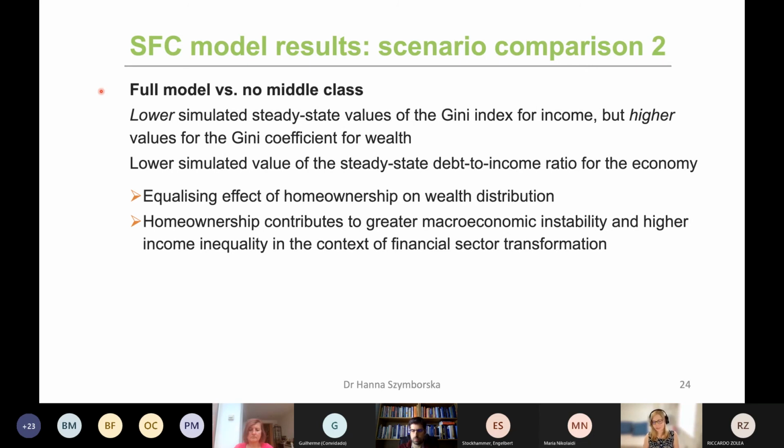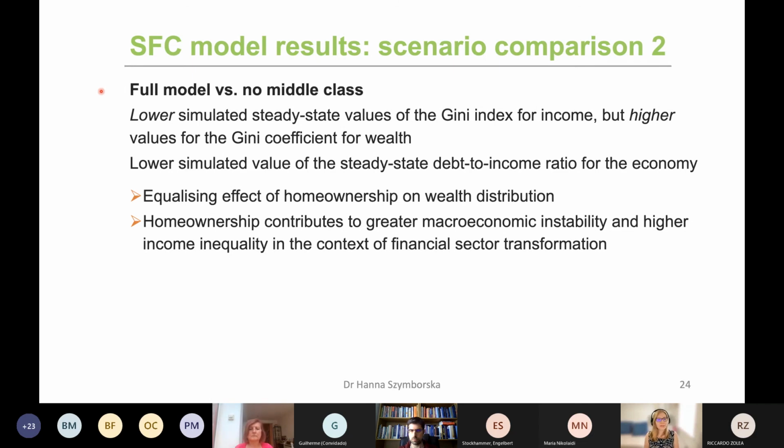And so what this prompts me to conclude is that this type of model specification indicates that home ownership among the middle class, or the middle group of the population that has wealth, has its own home, has housing, but it is nevertheless the only major asset on their balance sheet, so it is unlike the rentier group, does have an equalizing effect on wealth distribution, but primarily, and not so on income distribution.